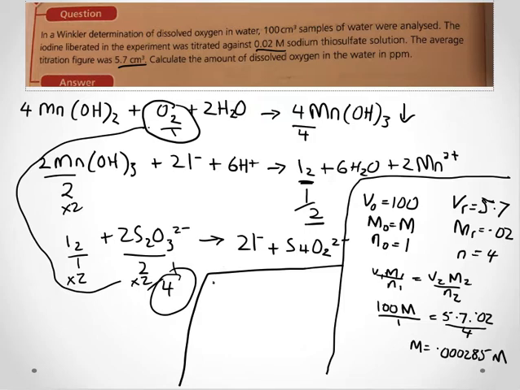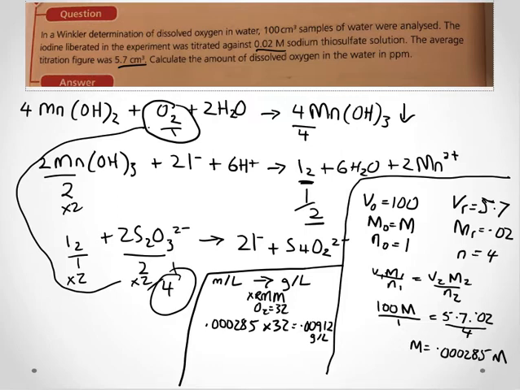So we want to go from moles per litre, first of all, to grams per litre. And we do that by multiplying by the RMM, which for oxygen is 32. So we have our 0.000285 multiplied by 32, and that gives us 0.00912 grams per litre.